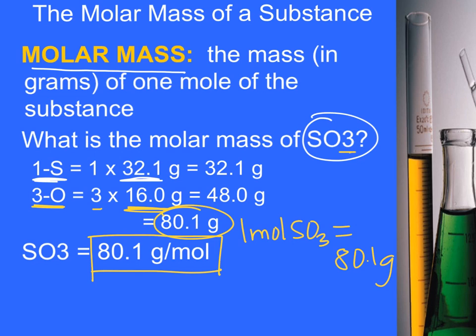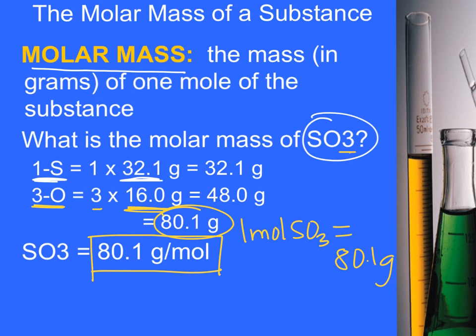Okay, so let's also take this a step further. Well, how many particles are in 1 mole of SO3? Well, we just learned that 1 mole has 6.02 times 10 to the 23rd particles. So that means that 6.02 times 10 to the 23rd particles of SO3 will have a mass of 80 grams. Okay, that's what that all means. I mean, that's a lot of particles, all right?